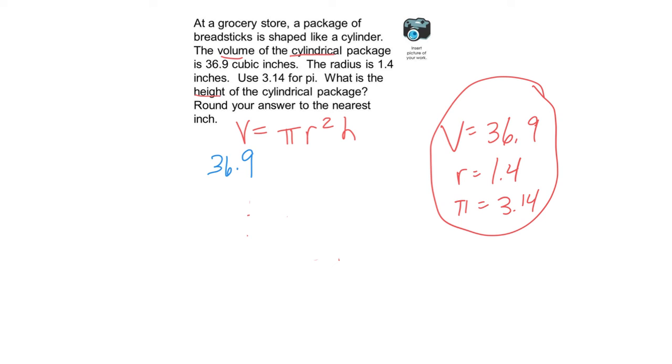36.9 is V, so I put that in place of V. Equal sign comes after my V. Pi is 3.14. My radius is 1.4. That is squared. My height, I do not know. That's what I need to solve for. Order of operations, I have to do this first. So that's what I'm going to do first. Everything else gets written down.